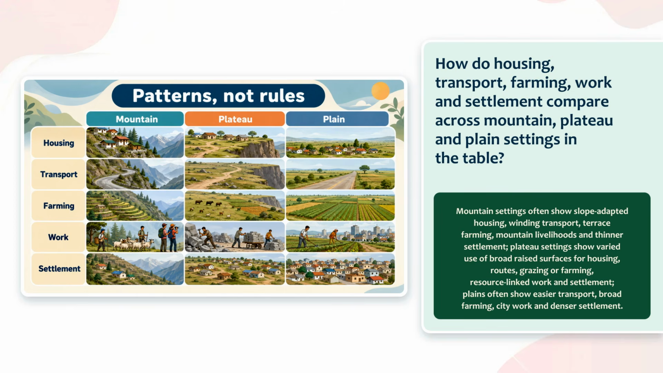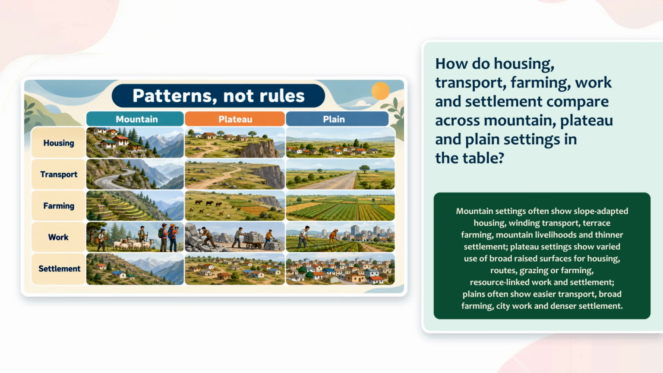Choose one row and scan across all three columns. How do housing, transport, farming, work, and settlement compare across mountain, plateau, and plain settings in the table? Use the shared rows to summarize the pattern. Mountain settings often show slope-adapted housing, winding transport, terrace farming, mountain livelihoods, and thinner settlement. Plateau settings show varied use of broad raised surfaces for housing, routes, grazing, or farming, resource-linked work, and settlement. Plains often show easier transport, broad farming, city work, and denser settlement. These are patterns, not fixed rules.